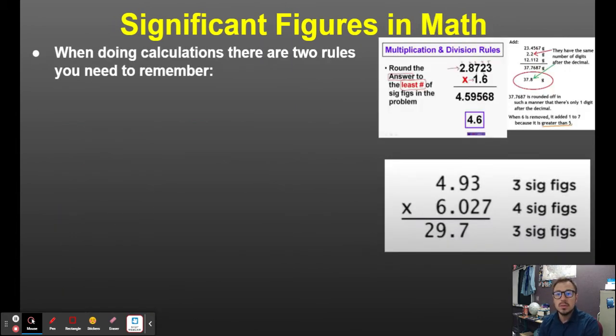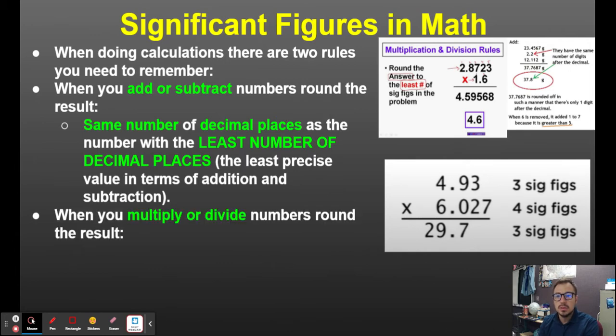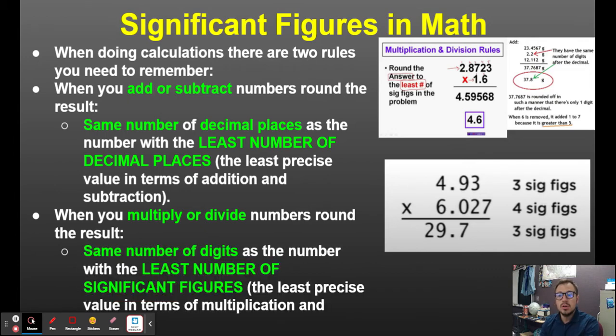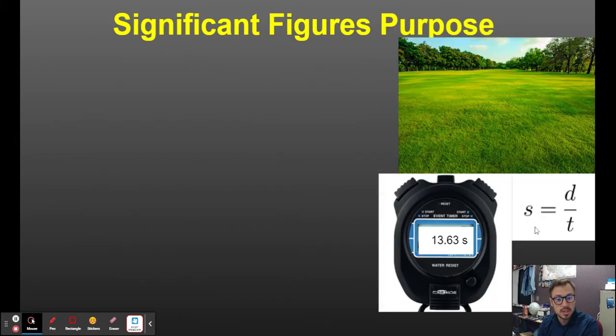All right, so when we're dealing with math, we don't really have to deal with the rules of adding or subtracting that much. But multiplying or dividing, well, your answer can only be as accurate as the number with the least number of significant figures. That's the least precise value in terms of multiplication and division. You look over to the right, you can see here these are okay, those are added, but this one is three significant figures. You multiply by something that's four significant figures. Your answer can only be accurate to three significant figures.